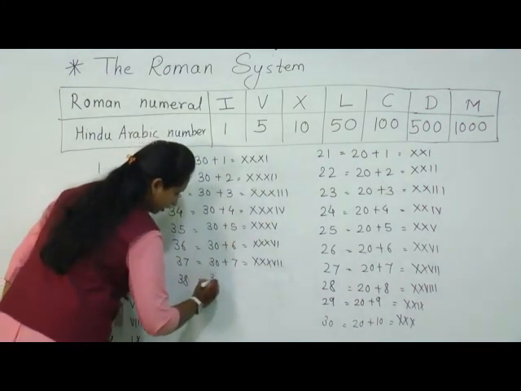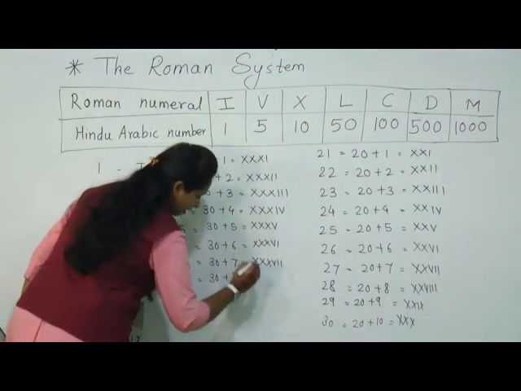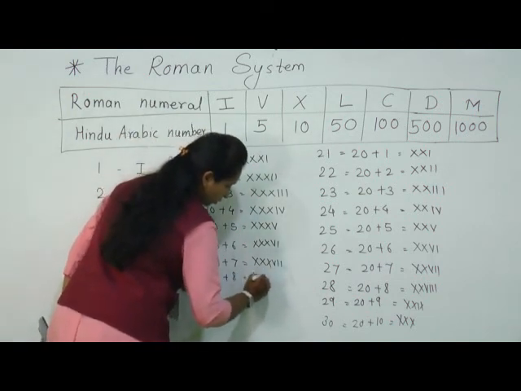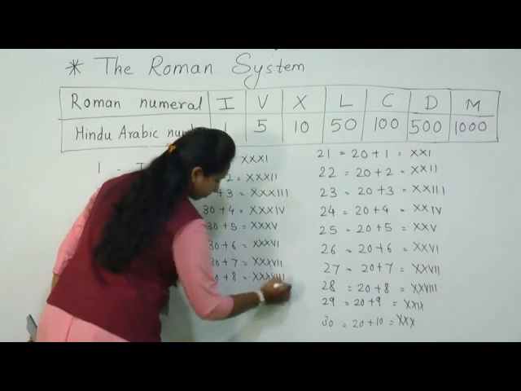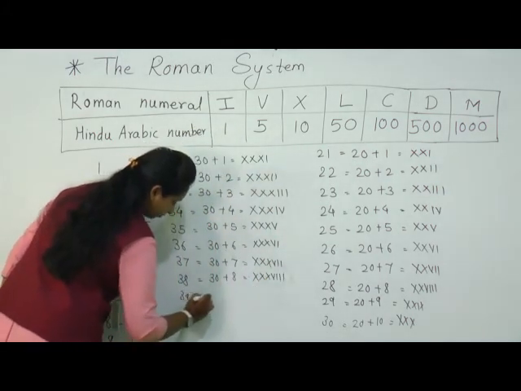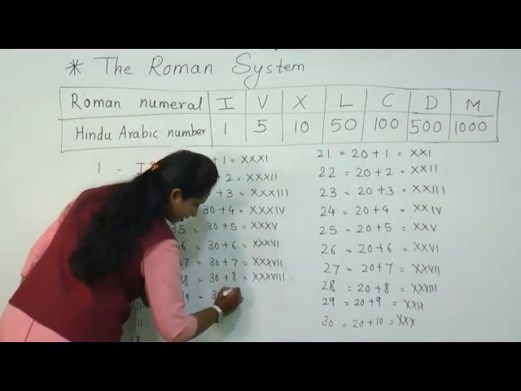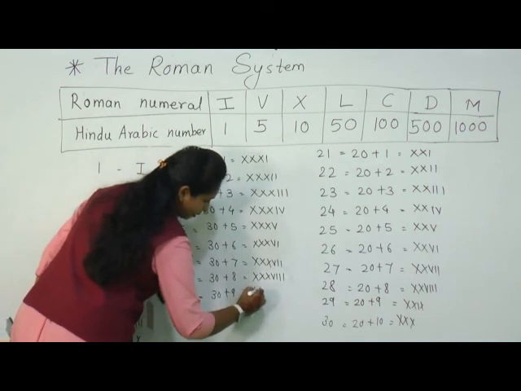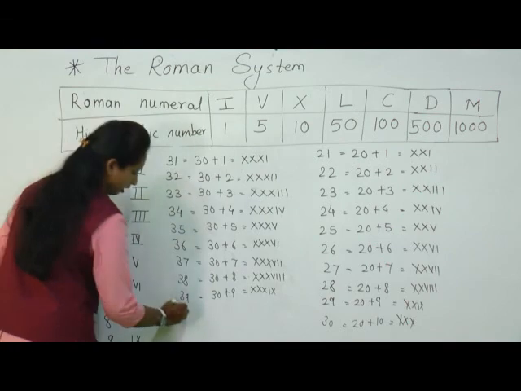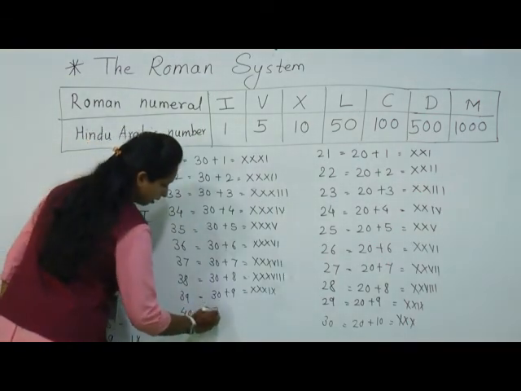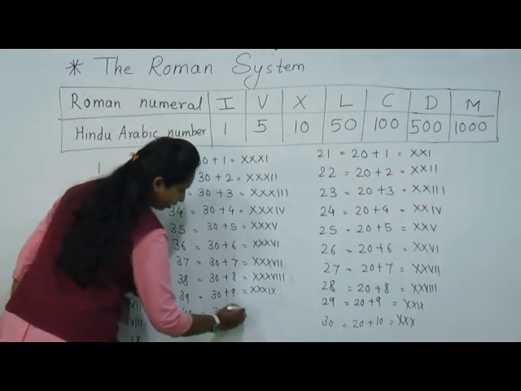Now 38, 30 plus 8 is 38. So triple X and V triple I. Now 39. 30 plus 9 is 39. Triple X, 9 is represented as IX. Now what about 40? 30 plus 10 is 40.